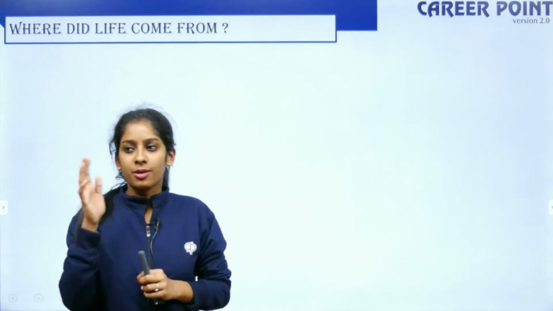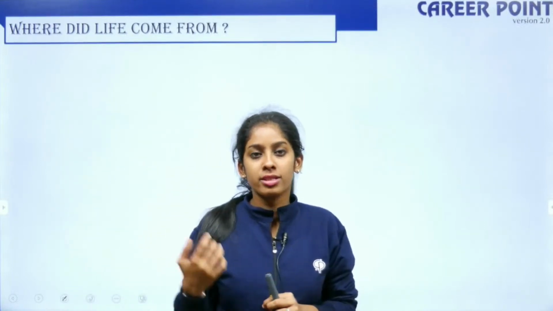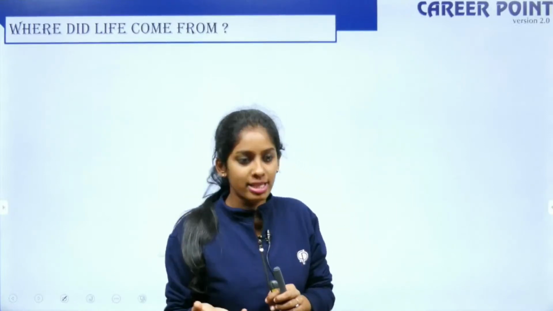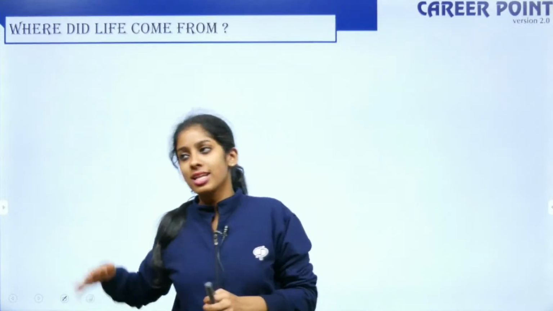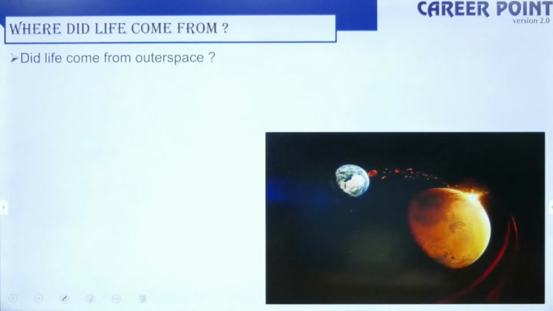For example, if there is some chaos happening on the road, and if you ask one person, he might tell you this happened. If you go to the other side and ask, they will say no, something else happened. So it is all rumor, right? So you are having so many theories. Just like that, where did life originate? We also have a lot of theories.